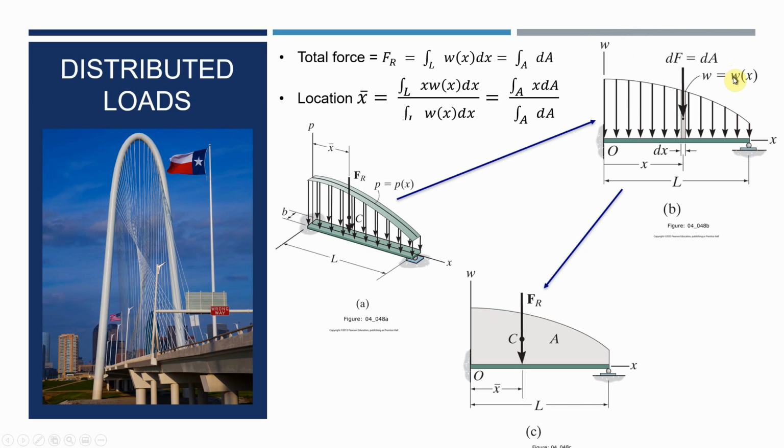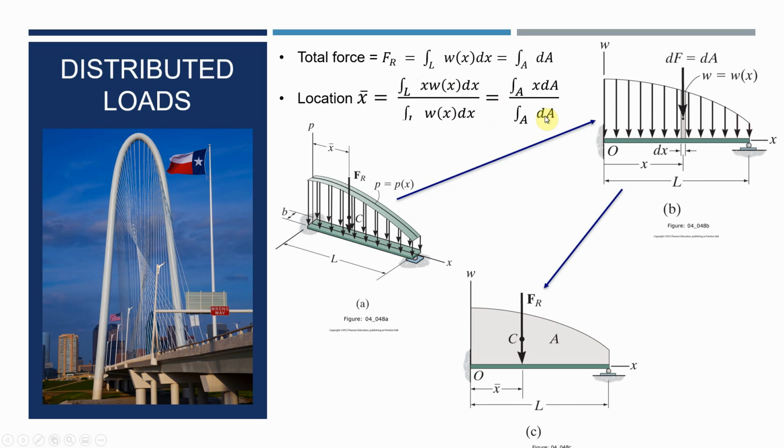w is in newtons per meter. Then you can equate F to the integral of w of x dx, across this range of integration L. It's just the area under that curve. For the location, you'll notice this will be the moment. w of x dx is a force, and this is a distance, so it's looking at the total moments going across here. And that is the total moment, and this is the total force.